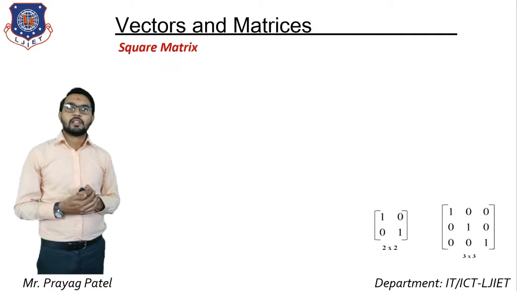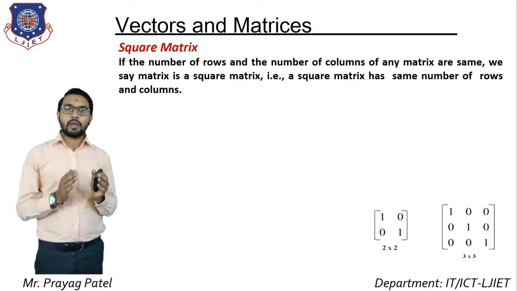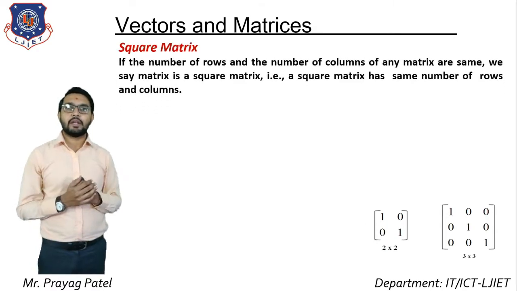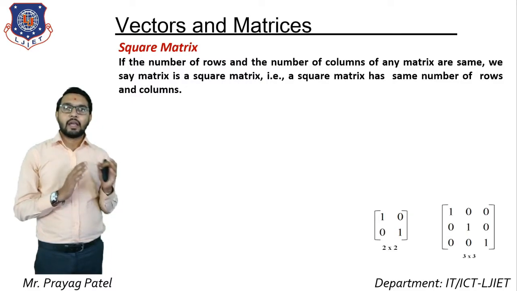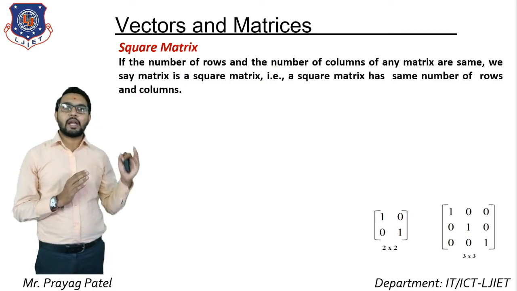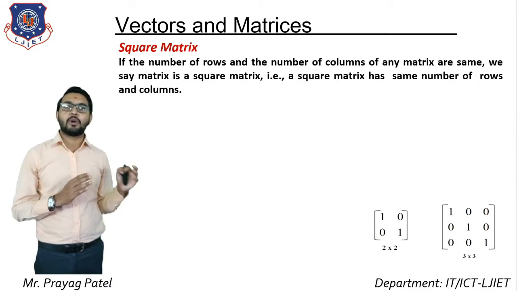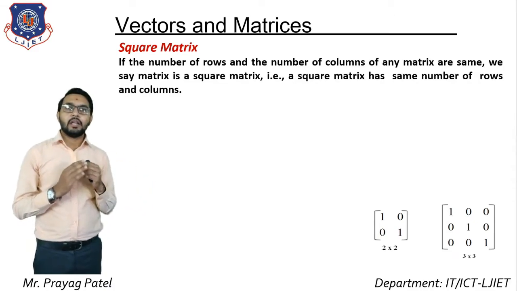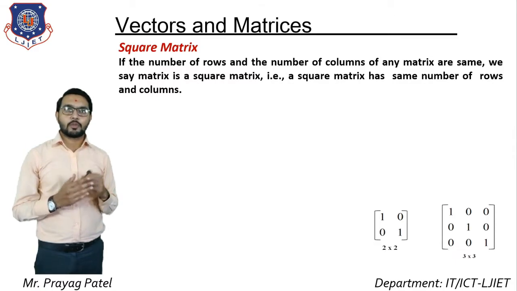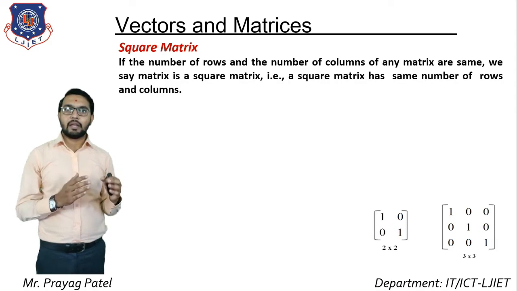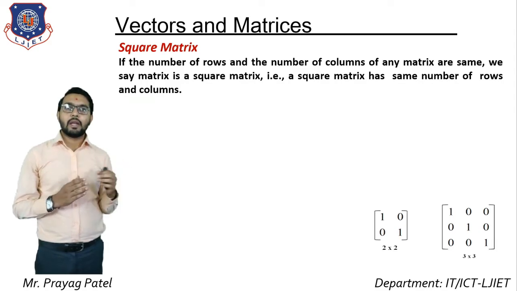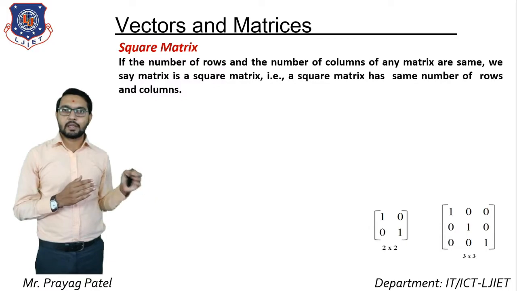Now consider the square matrix. A square matrix means an n cross n matrix, not m cross n. An m cross n matrix has m rows and n columns, but an n cross n matrix has n rows and n columns. If the number of rows and the number of columns of a matrix are the same, then we say that the matrix is a square matrix.